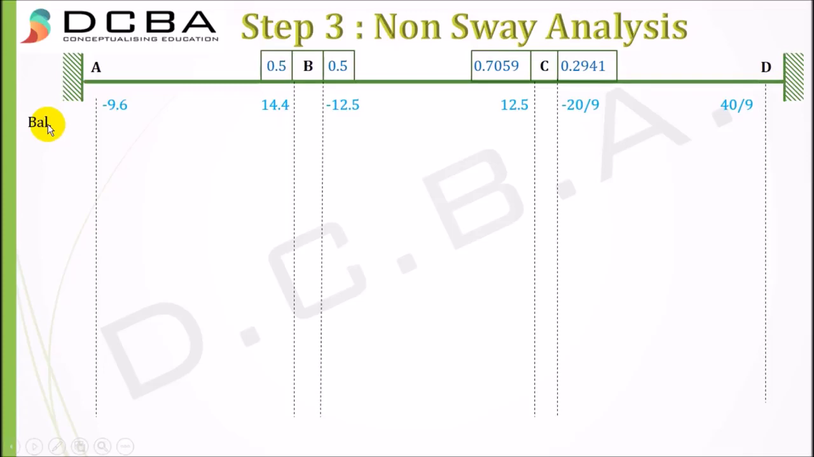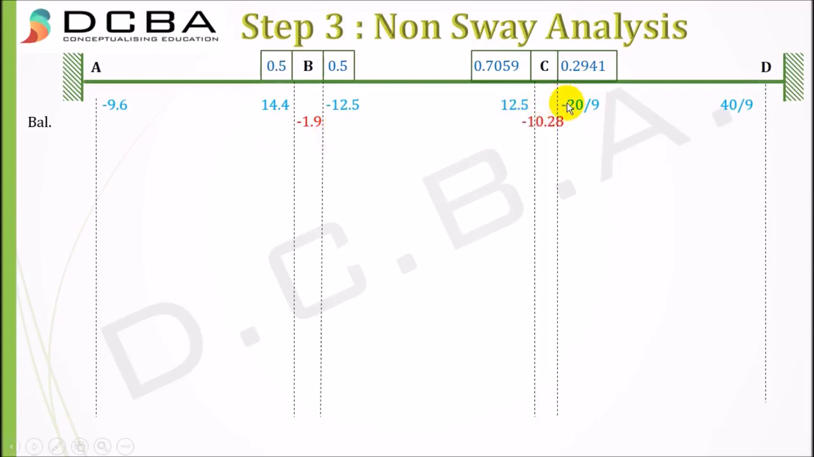Let's directly jump onto the balancing step. Balancing is 14.4 minus 12.5, and then we change its sign. So 14.4 minus 12.5 was plus 1.9, and then we have to change the sign and write it here.